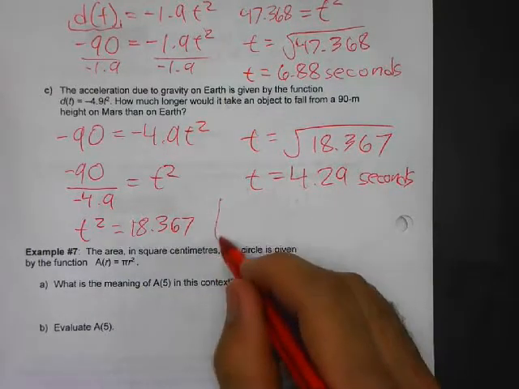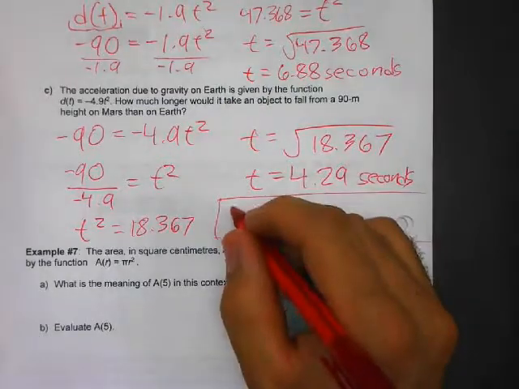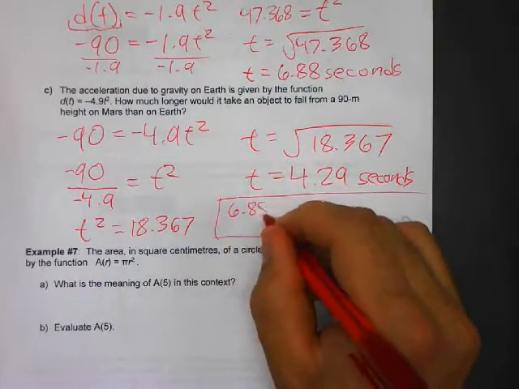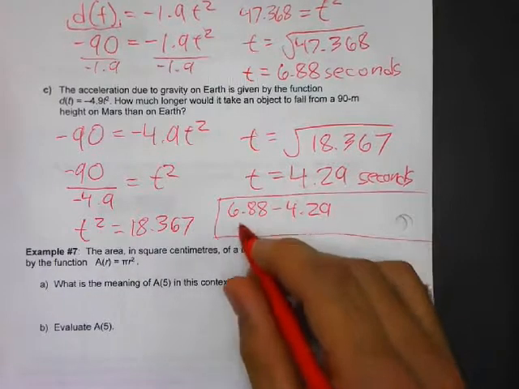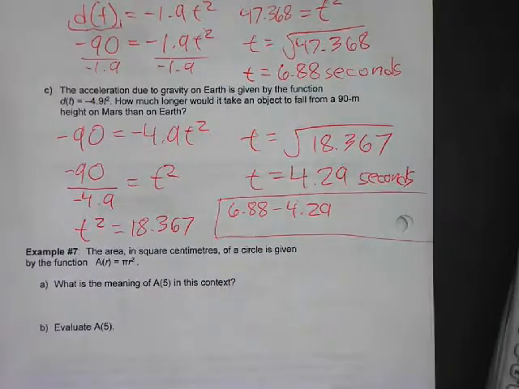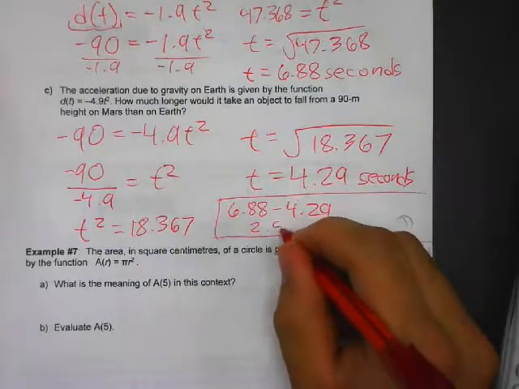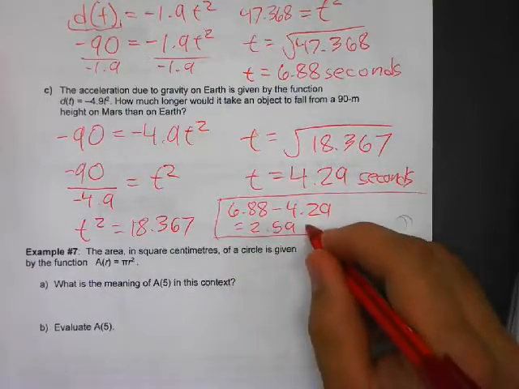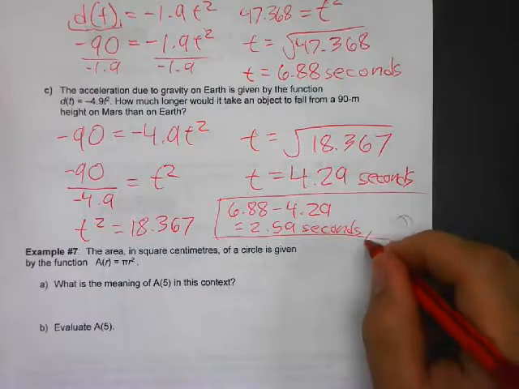Okay, last thing to get 100% on this, they want to know how much longer it takes. So 6.88 take away 4.29. We get 2.59 seconds, and we'll say longer.